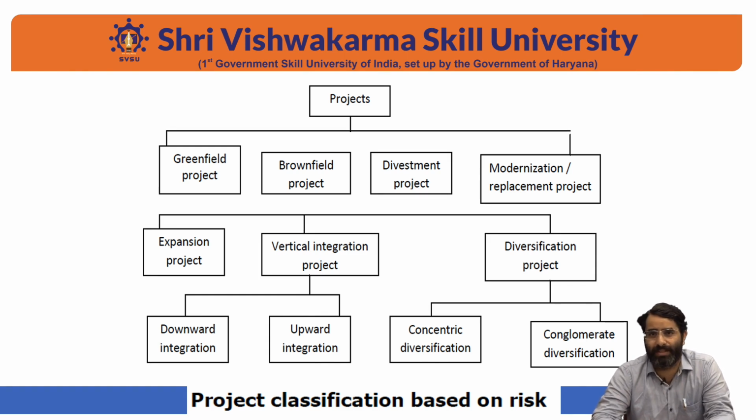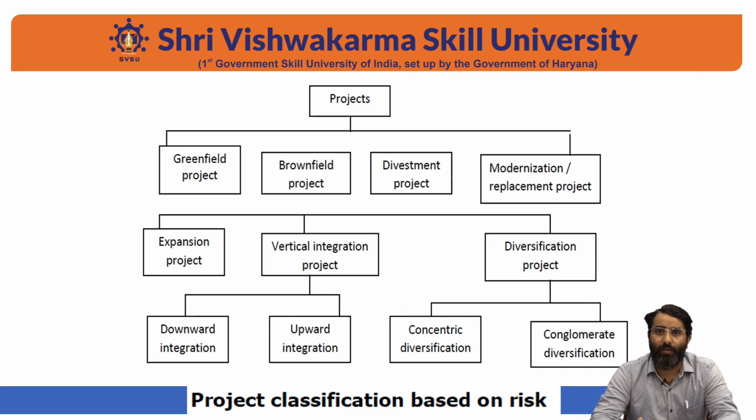Now in brownfield projects we have different categories again. In these brownfield projects we can further categorize the projects into different classifications. These are expansion projects, integration projects and diversification projects. Expansion, integration and diversification. Integration is usually in the form of vertical integration, but we call the three categories of brownfield project expansion project, integration project and diversification project.